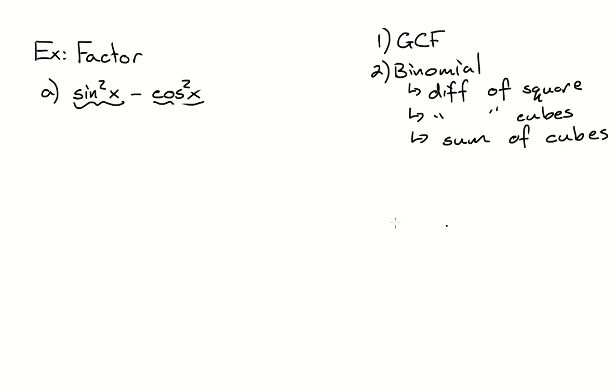All right, what if it's not a binomial? It might be a what for step 3? A trinomial. Now, these rules are the same whether you're factoring to solve or factoring to simplify. You just set it equal to 0 if you're solving. For this, you may hear this presented in a different order.